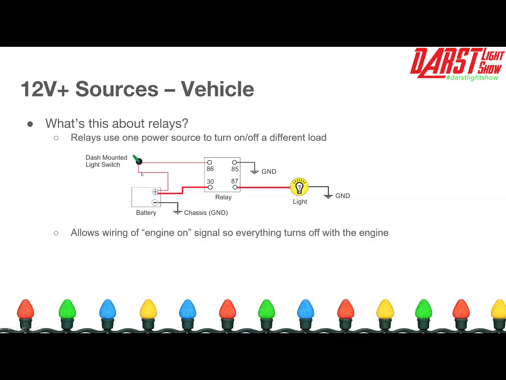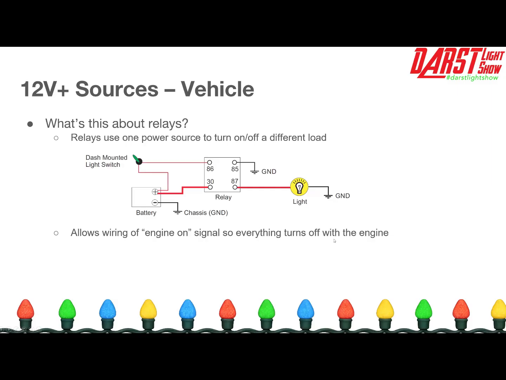So what this allows you to do is, instead of running 10 gauge wire, which is not cheap, from your battery into the cab of the vehicle and then back out to distribute it wherever you want to go, you can use this cheap 20 gauge wiring to run all your control stuff, and then run the heavy wiring only where you need it. Okay, so that's why we use relays. They also offer some isolation and that kind of stuff. This also can allow you to wire in an engine on signal so that everything turns off with the engine.